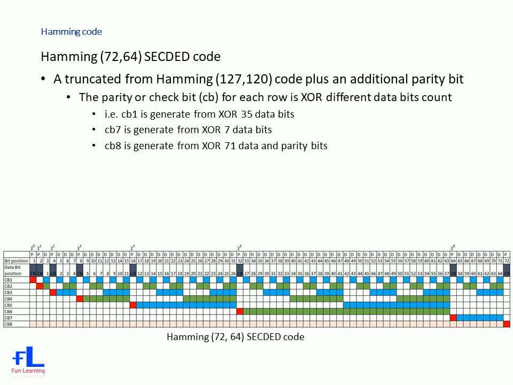However, the parity or check bit for each row is XOR of a different number of data bits. For example, CB1 is generated from XOR of 35 data bits. CB7 is generated from XOR of 7 data bits. And the most, CB8, is generated from XOR of 71 data and parity bits.